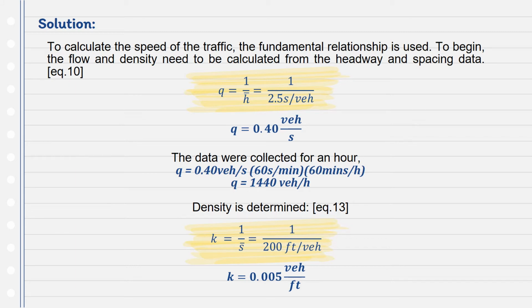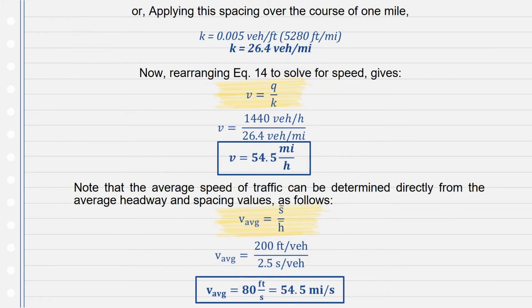Meanwhile, density is determined using equation 13, K equals 1 over the average spacing, which gives the value of density equal to 0.005 vehicles per foot. Or, applying this spacing over the course of 1 mile gives the value of density equal to 26.4 vehicles per mile. Now, rearranging equation 14 to solve for speed gives V equals Q over K. Substituting the values of Q and K into the equation gives the value of speed, which is equal to 54.5 miles per hour.